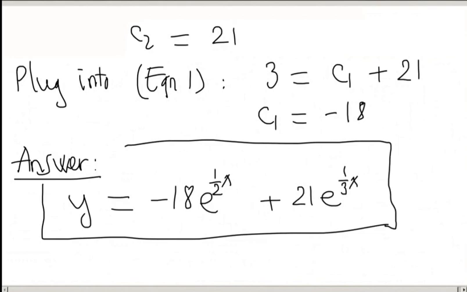So this is the end of topic 11. In the next video lecture, I will discuss the case where we have a repeated root for the characteristic equation.